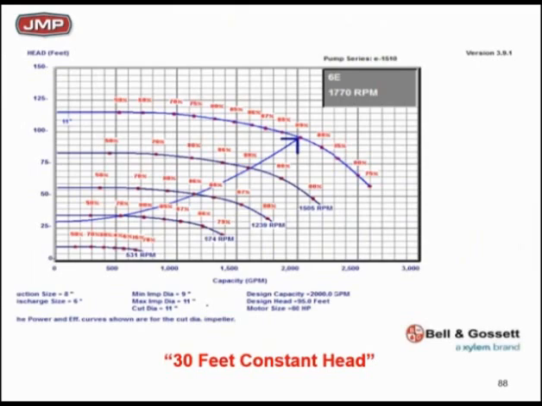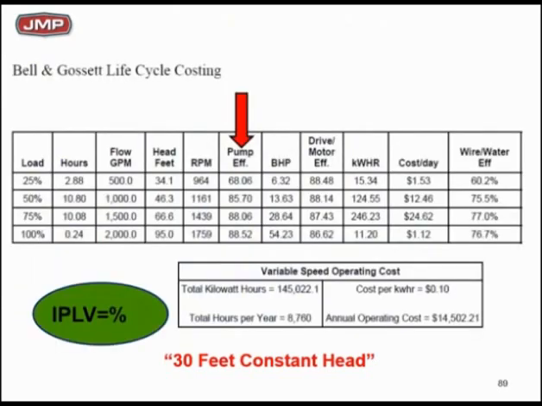Let's go back and put that same load profile back on it as before. I've got 30 feet of constant head now. Let's take IPLV and see what's happened to my operating costs. First thing, look at that pump efficiency at 25% load. At 25% flow, my pump efficiency dropped from 89 points, 88.5, to 68 points. Look at my horsepower. My horsepower before was less than 1. Now it's 6.32.